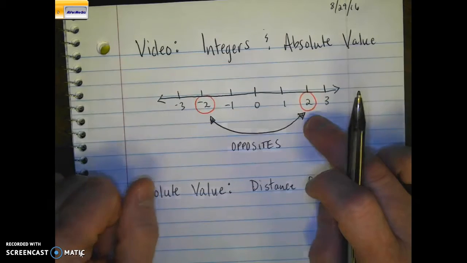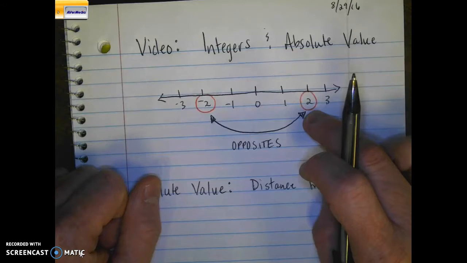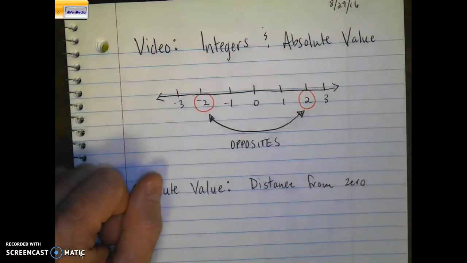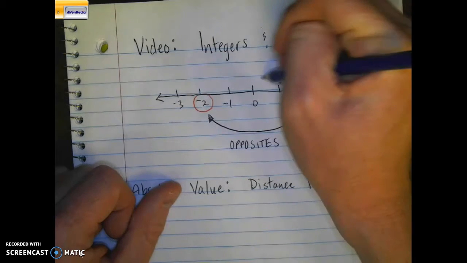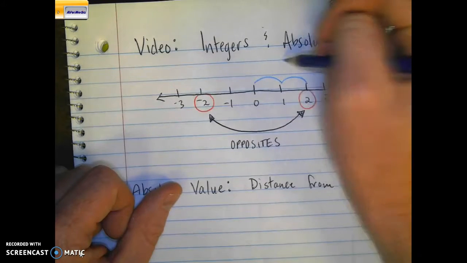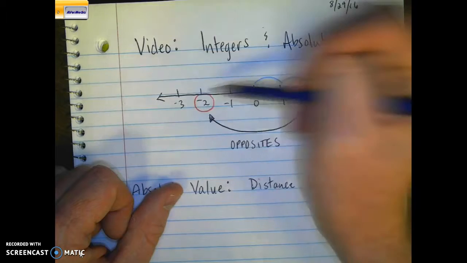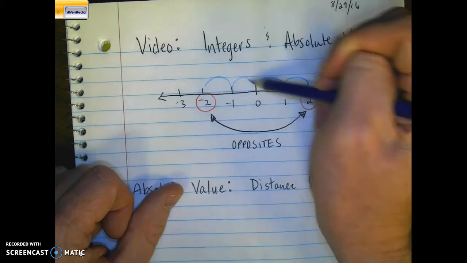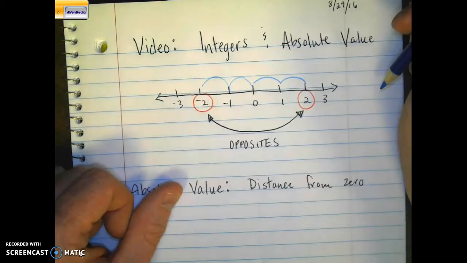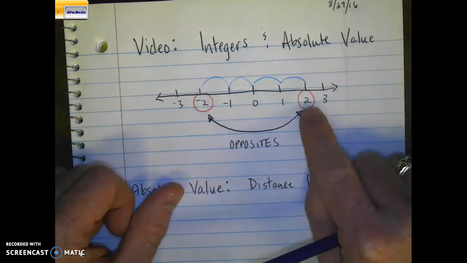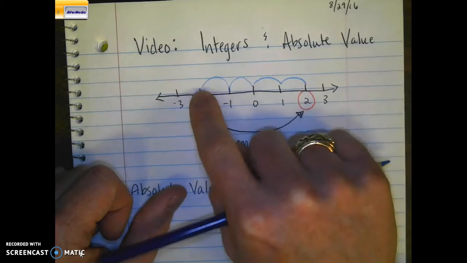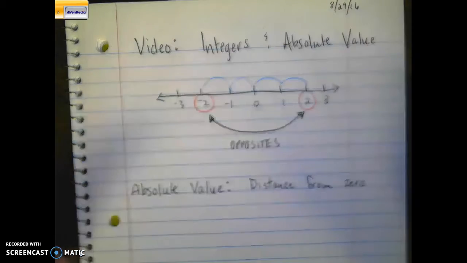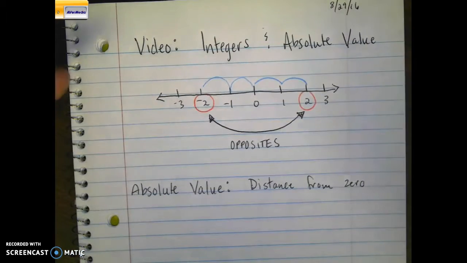Now, I'm going to take these two numbers for example. If I say, how far is 2 from 0? Well, and you don't have to do this, but I'm going to do it. The number 2 is 1, 2. It's 2 from 0. How far is -2 from 0? 1, 2. That's 2 from 0. Again, a +2 is 2 spots from 0. A -2 is 2 spots from 0. Did you hear that? They come out to be the same thing.